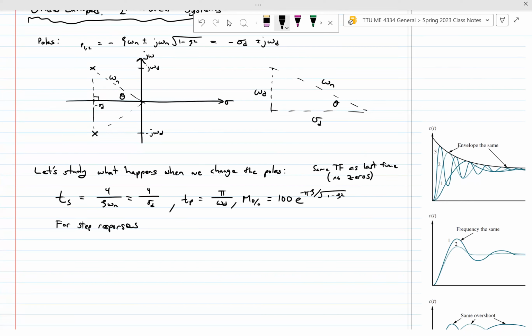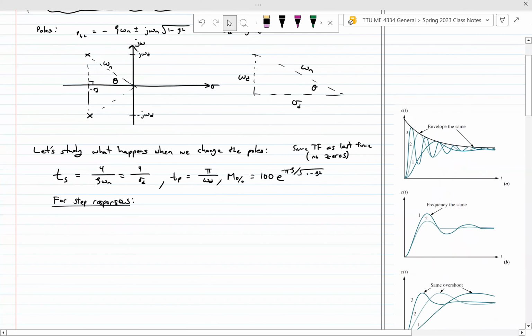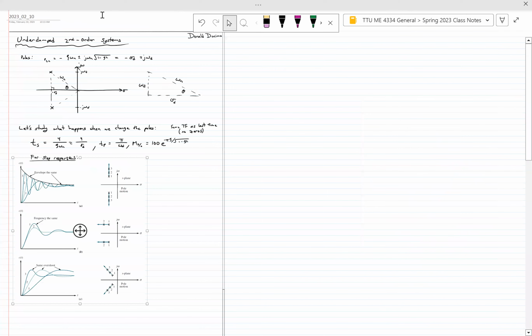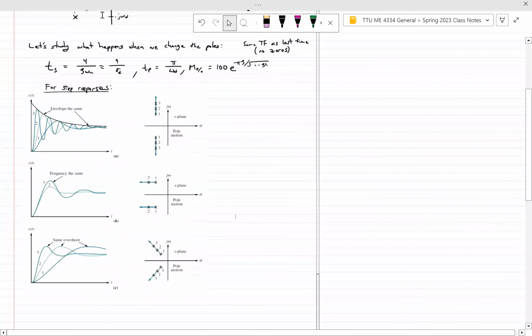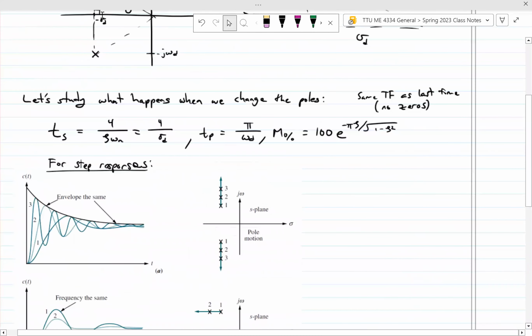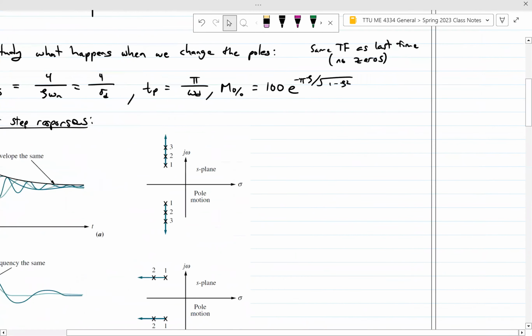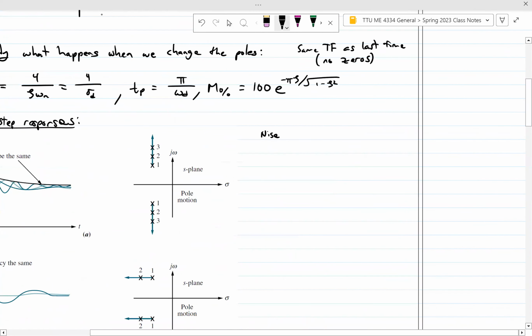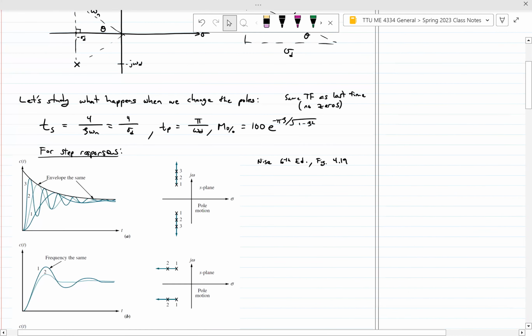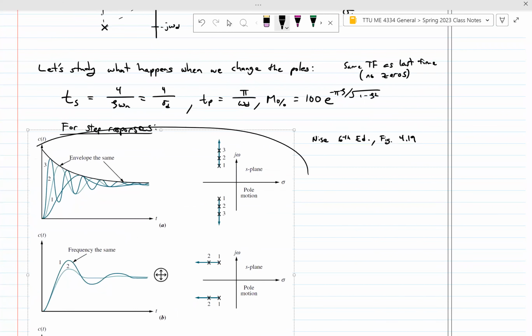I'm just going to take a plot straight from Nise's textbook again here, the one from the course, and just throw it over here. All right, so let's focus in on this first case here. So this is from the 6th edition, figure 4.19 here. And this first case, I just want you guys to focus on this box right here. We're going to change the imaginary part only for our poles. We're going to increase the imaginary part for it.